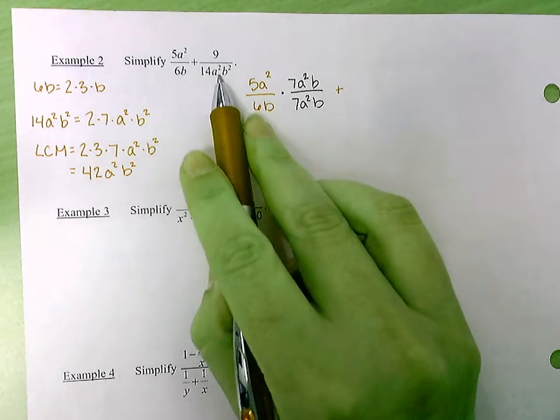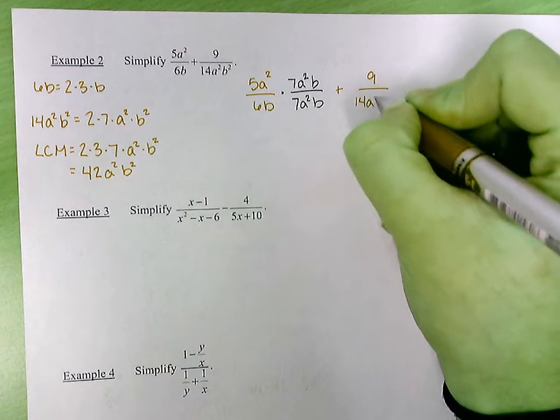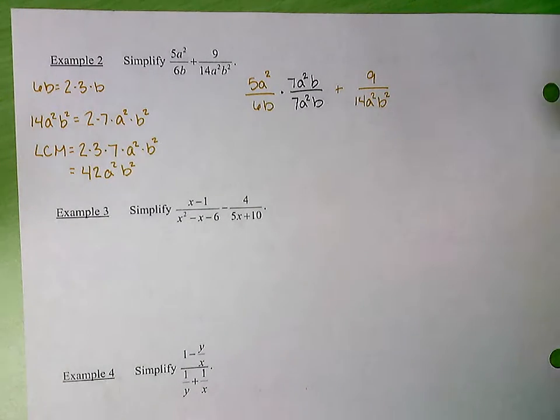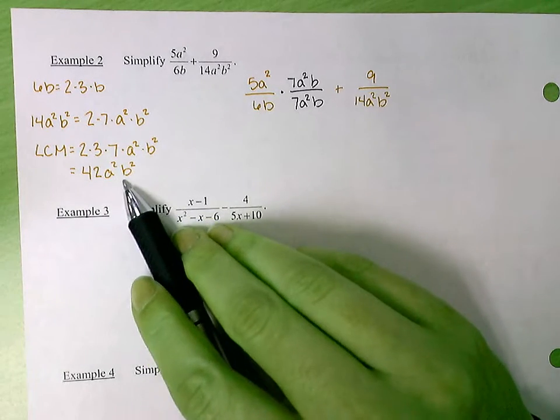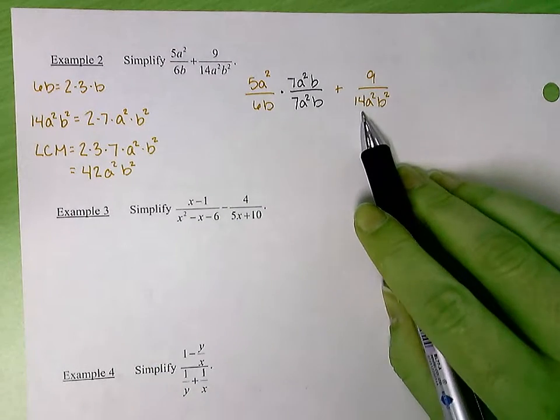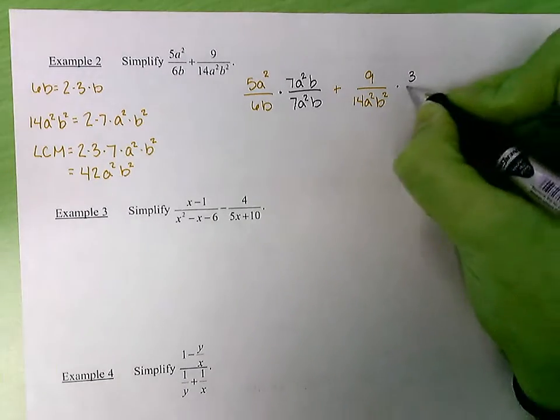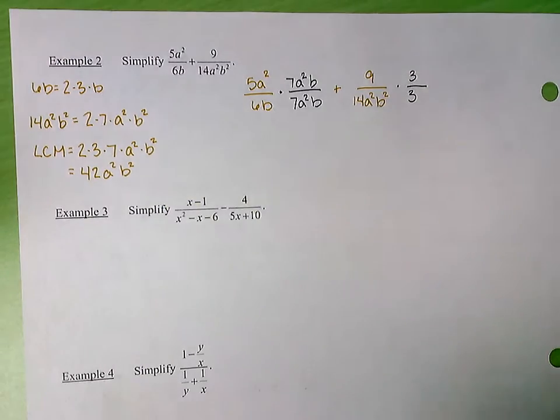We're going to do the same thing with this second fraction here. So I have 9 over 14 a squared b squared. And we need to multiply to get this denominator equal to 42a squared b squared. Okay? So this 14, if I multiply it by 3, will give me 42. So I need to multiply by 3. Now I already have a squared and b squared, so I don't need to multiply by a or b. Okay, so I just need to multiply numerator and denominator by 3.